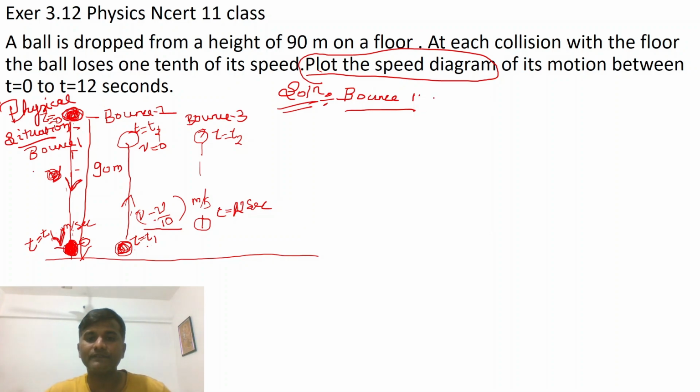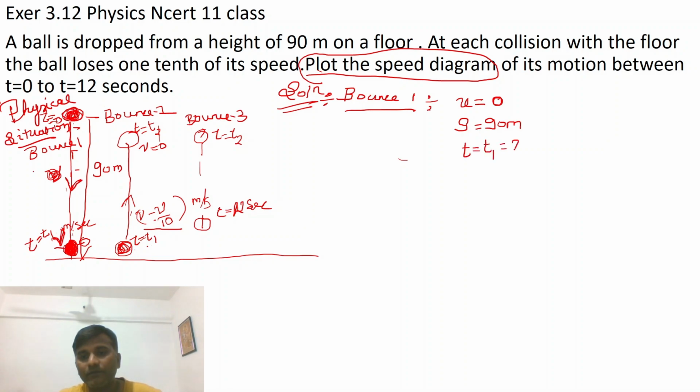What does bounce 1 say? Bounce 1 says that the ball has been dropped from a height of 90 meters. So while it was dropping, what was the initial velocity for bounce 1? It was 0. Then what is the distance covered? The displacement will be 90 meters. And the time is t1, which I don't know. That I have to find out.